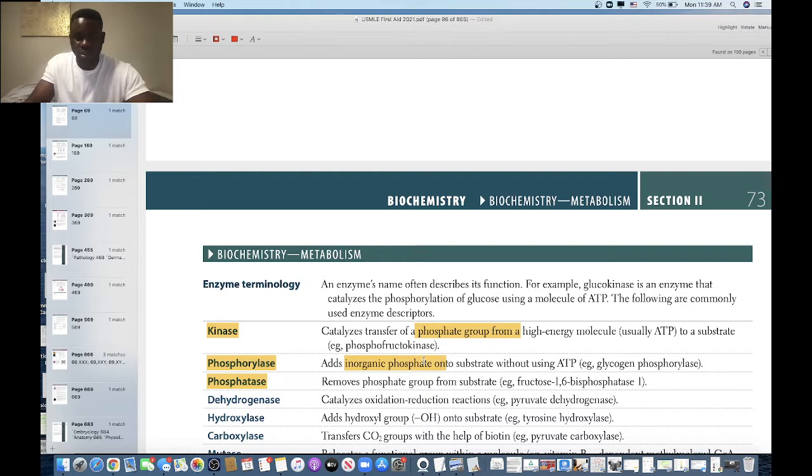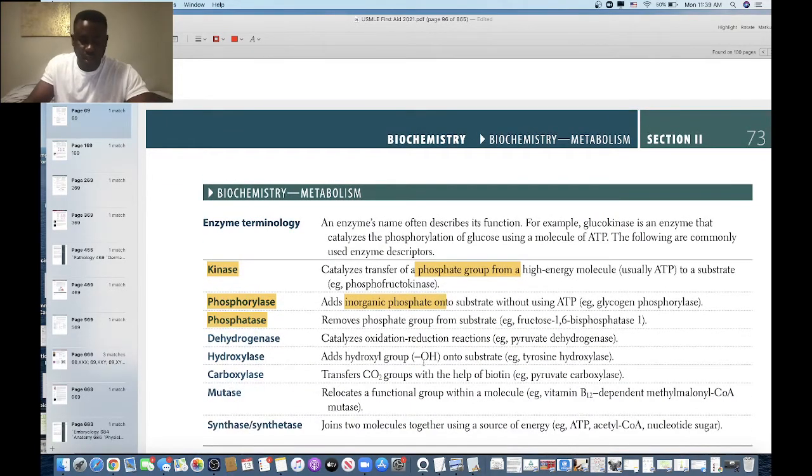Don't get confused. If I stated it wrong, just listen again. Kinases add normal phosphate. Phosphatases remove that same normal phosphate. But phosphorylases work on inorganic phosphates. So we'll see those later. Inorganic phosphates have a charge on them, but these normal phosphates do not have any charge on them. So take note of that.